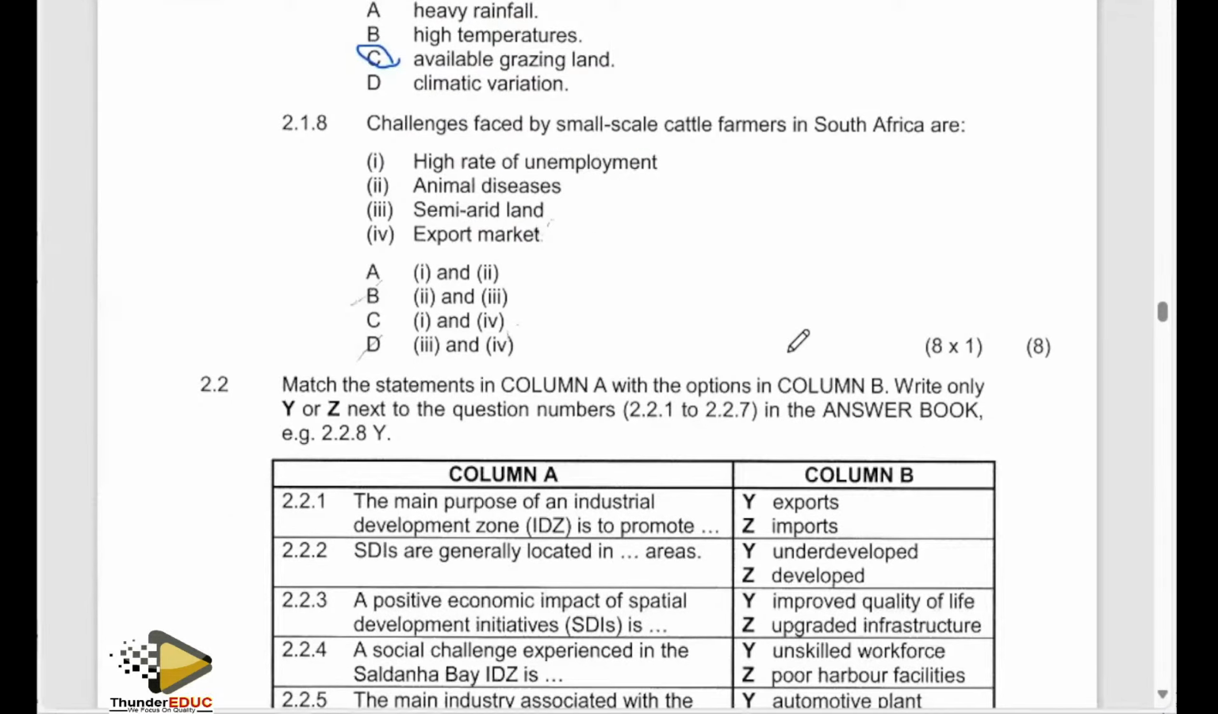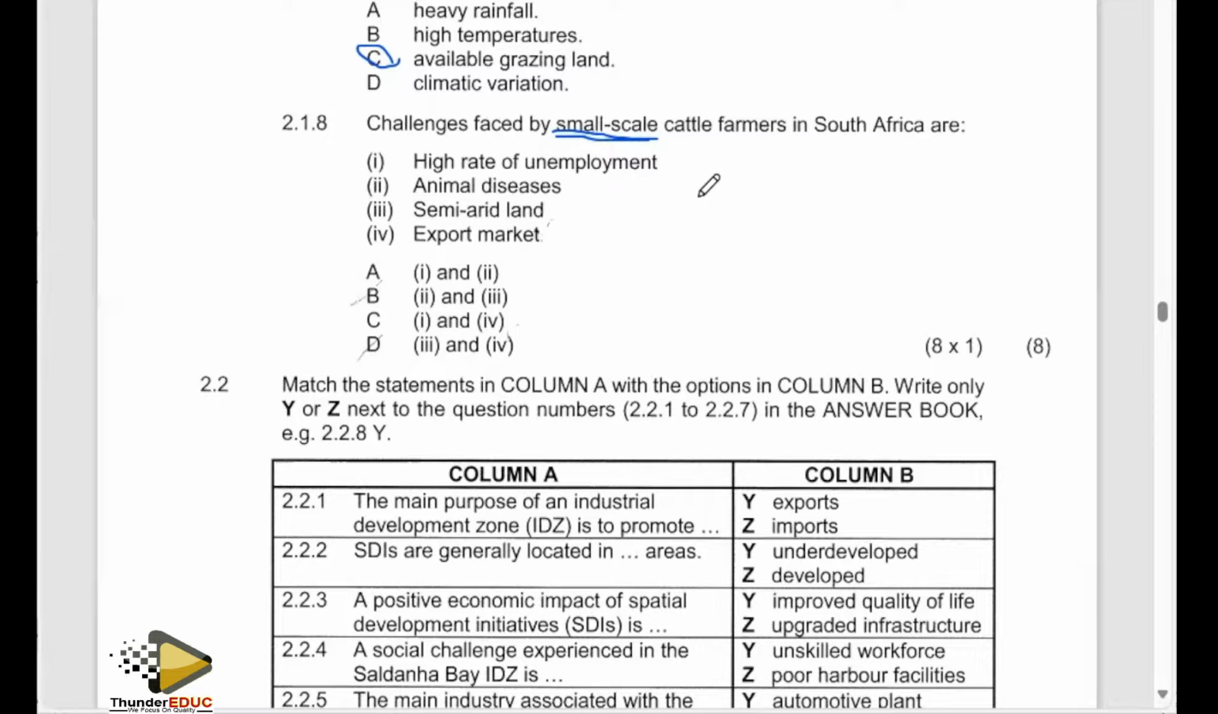Right. 2.1.8. Challenges faced by small-scale cattle farmers in South Africa are Dash. Check the question also before you just answer the question. Small-scale cattle farmers, we are looking at those farmers that are doing cattle production on a small scale. They are using a small piece of land to do cattle farming. What are their problems or the challenges that they are faced with in their endeavor to try to produce cattle, try to produce beef and other cattle related products?